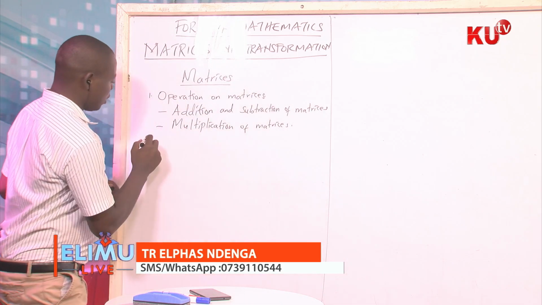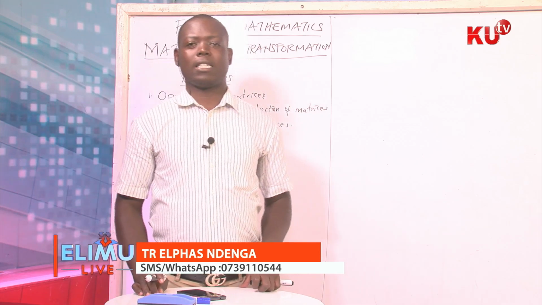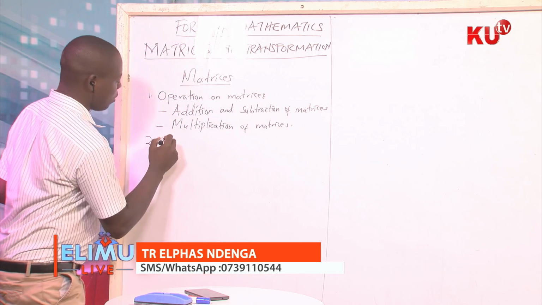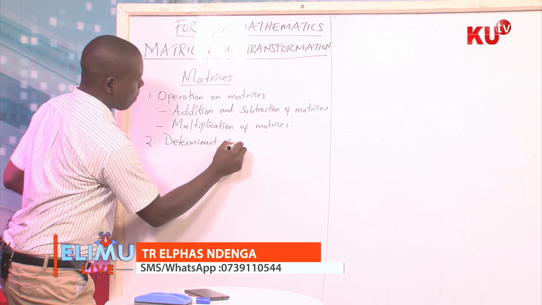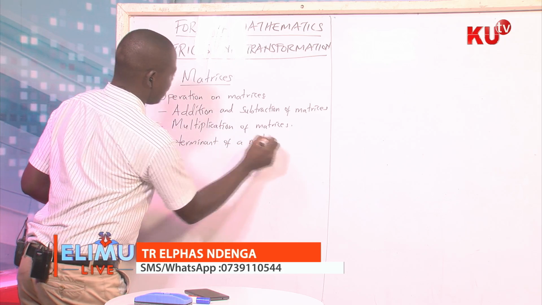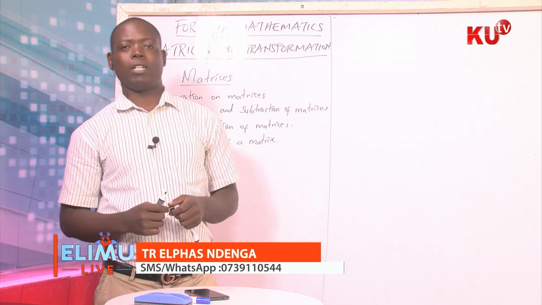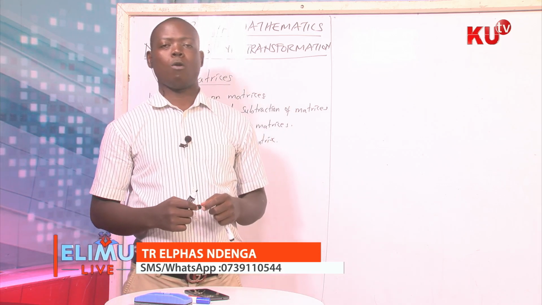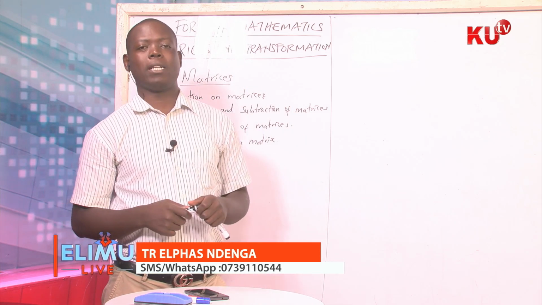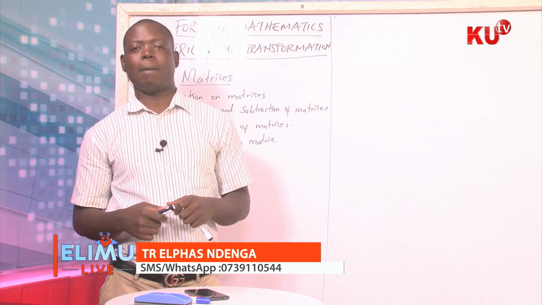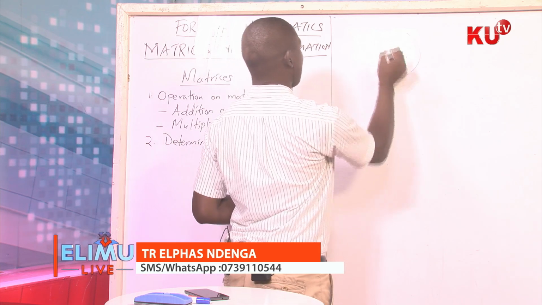Number 2, students, under matrices in Form 4, you'll be required to understand the basic concept of the determinant of a matrix. And specifically, we will concentrate on the 2x2 matrices, students. Remember, we have the order of matrices, where we give the order of a matrix based on the number of rows against the number of columns.